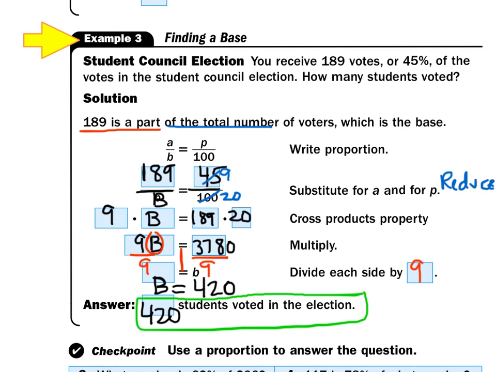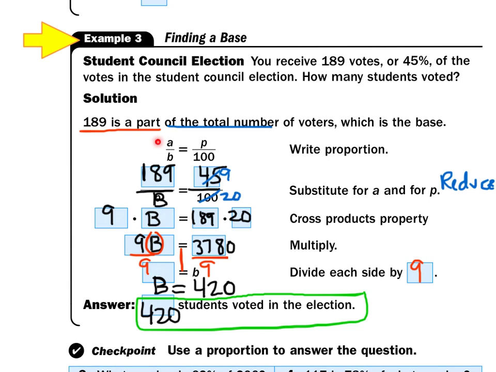Okay, take a look at example 3. You receive 189 votes, or 45% of the votes in the student council election. How many students voted all together? Okay, so total. Now this, the 189 is just a part of the total people that voted. So the 189 is the is, so I underlined that in red. And the total people that voted is the of, so I underlined that in blue, okay? And the 45%, of course, is the green, and I should have underlined that in green, sorry.